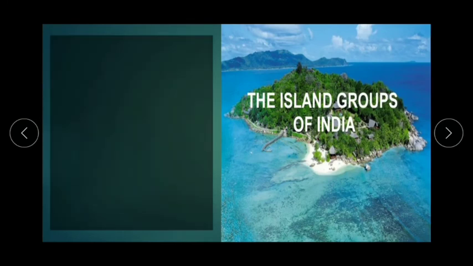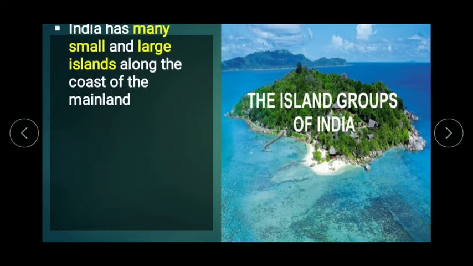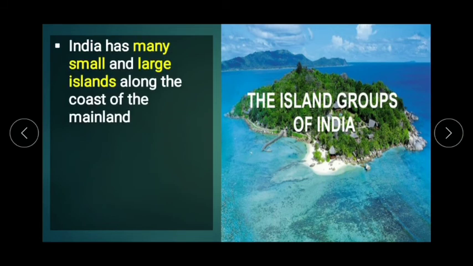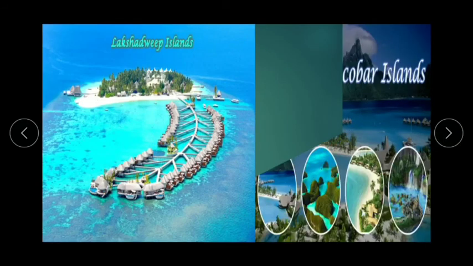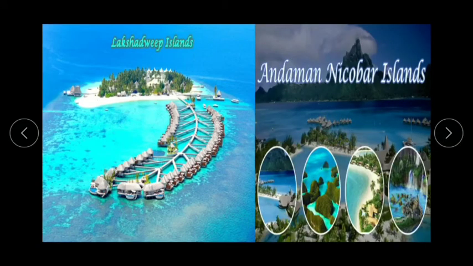And the last point of the physiography of India, the island groups of India. India has many small and large islands along the coast of the mainland. There are coastal island groups, Lakshadweep Islands, whereas the islands in the Bay of Bengal are called the Andaman and Nicobar Islands.